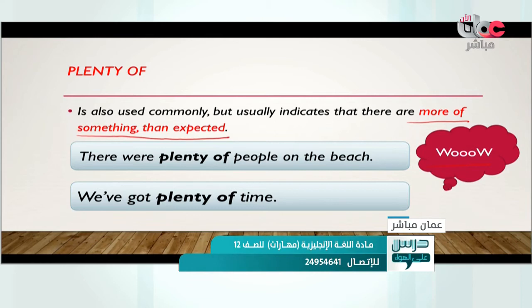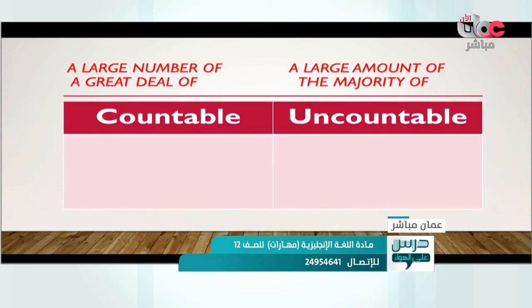The second one, we have plenty of time, which means that I have much time, more than I expected. If you notice here, people is countable and time is uncountable. So plenty of, we can use it for countable nouns and uncountable nouns. Let's move to the next.